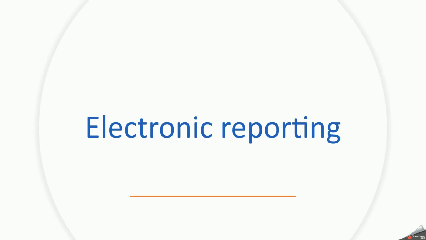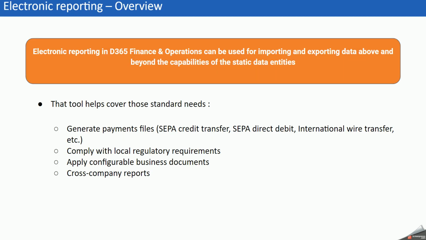But let's move on to the main topic of today, electronic reporting. So what is electronic reporting? Electronic reporting in Dynamics 365 Finance and Operation is a tool that can be used for importing and exporting data above and beyond the capabilities of the static data entities. In previous versions, there were some shortcomings in some areas as payments or local reporting, and that tool helps us overcome those issues.